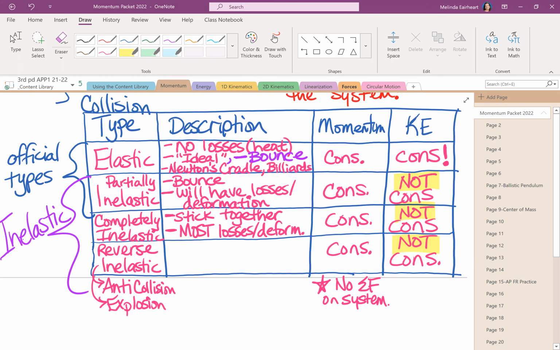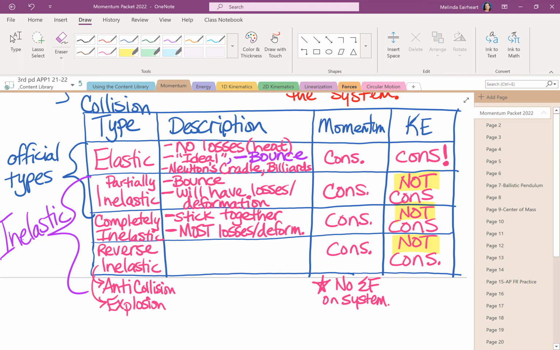And then if they stick together, it's completely or perfectly inelastic. That's the one that most people say, oh, that's inelastic. They forget about that intermediate definition one. And that one has the most energy loss, most contact, most loss. And the last one to fill out here, depending on what book you read, it doesn't really have an official name. Some textbooks just say, oh, explosion. But we don't always explode. It could be a kid jumping off a skateboard. And so in that case, I like to call it an anti or reverse collision, okay?